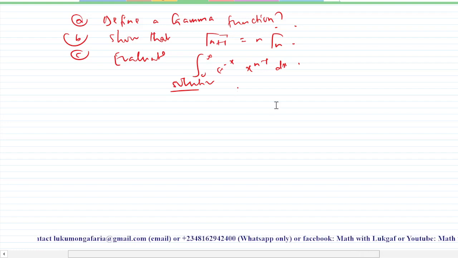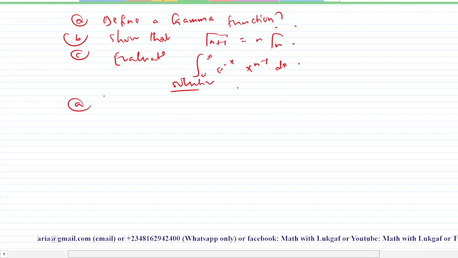Welcome back. In this special request series, I'm going to solve this question. The question is on gamma function. The first question asks us to define a gamma function. The second question asks us to show one of the recurrence formulas, that is gamma n plus 1 is equal to n gamma n. And the last one asks us to evaluate that integral. That is not difficult to do.